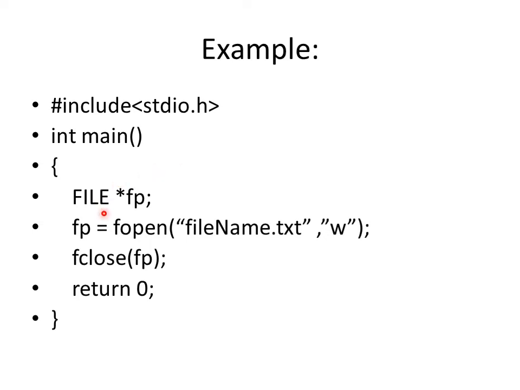Example: main function, FILE *fp; fp = fopen("filename.txt", "w"). That means here I am performing a write operation. After writing, I am closing the file: fclose(fp); return 0.